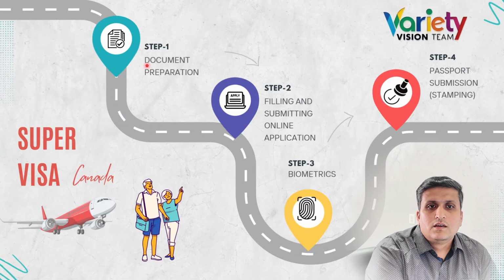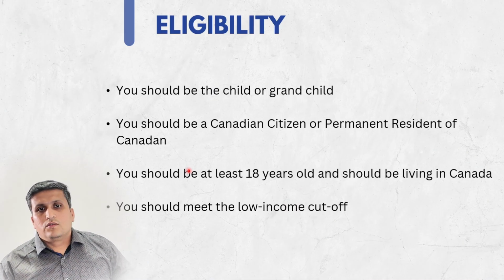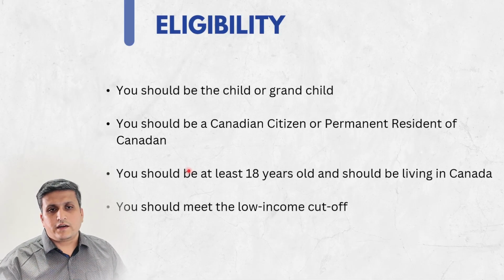As you can see, this is the pathway we have already discussed: preparing the documents, submitting the online application, how to apply for biometrics, and how we can submit the passport for stamping. Now, before we go and discuss in detail the documents, first let's discuss what's the eligibility criteria.